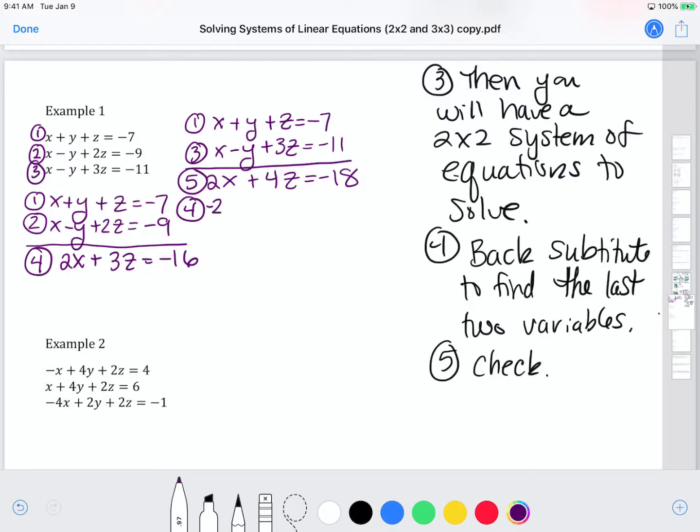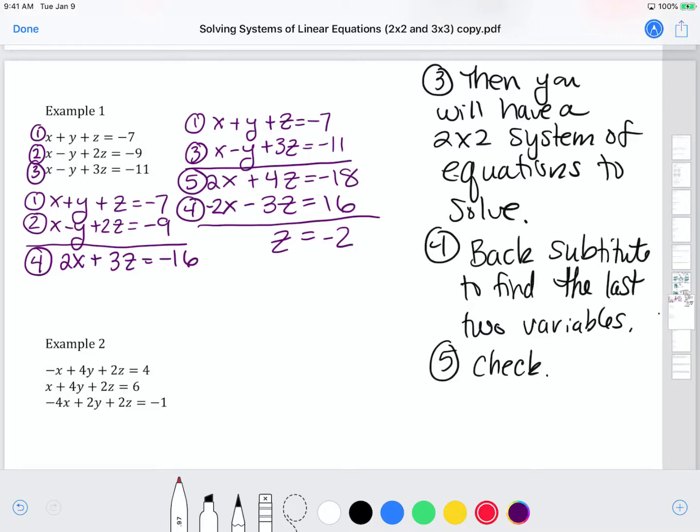So I'm going to take equation 4, and I'm going to multiply by negative 1. That gives me a negative 2x minus 3z is equal to positive 16, because I multiply everything in equation 4 by negative 1. Now I add vertically, and I get rid of my x's. So I'm left with 4z and a minus 3z give me z is equal to negative 2.